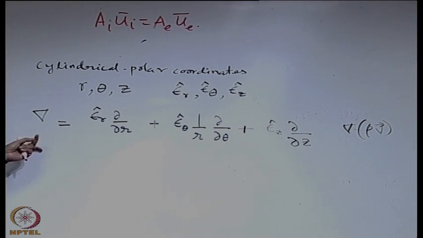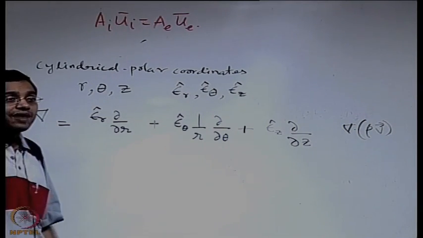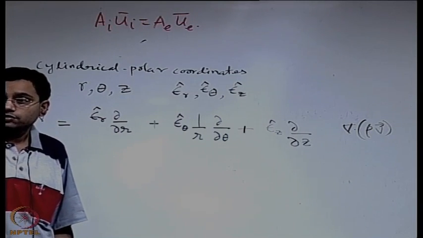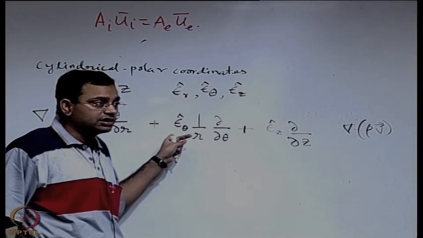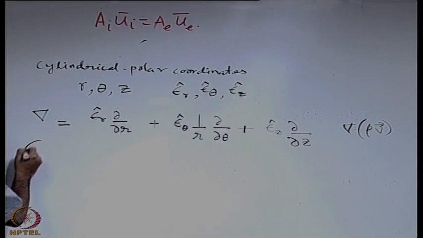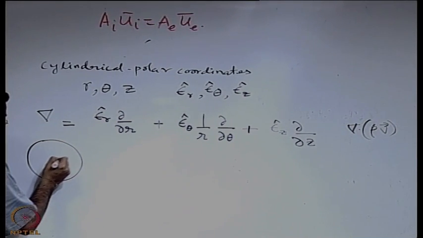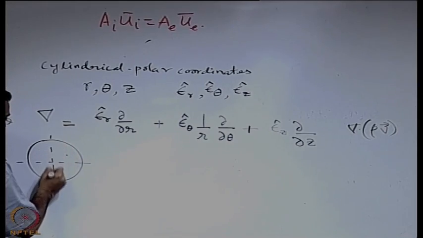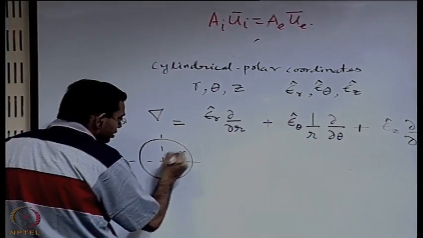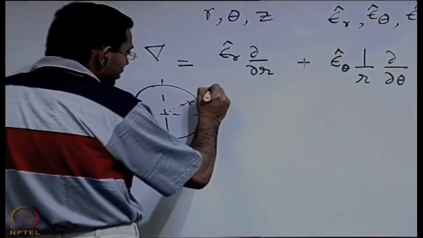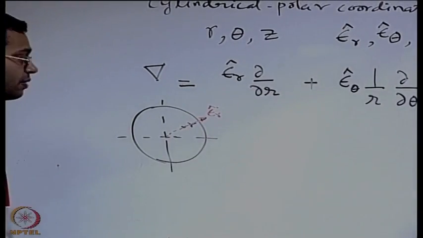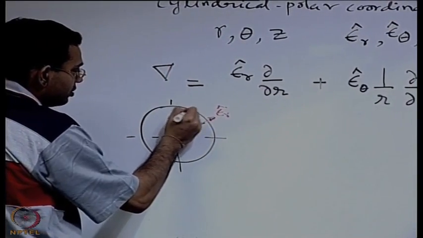Yes, there is only one fundamental difference, and if you keep that difference in mind, it is just a straightforward exercise. In the Cartesian system, when you have i, j, k, those are invariant in direction, whereas when you have epsilon r, epsilon theta, these are not invariant in direction. So if you consider a point which is located at a position r, how do you write epsilon r and epsilon theta? This is the radial direction, so this will be epsilon r, and perpendicular to that will be epsilon theta.